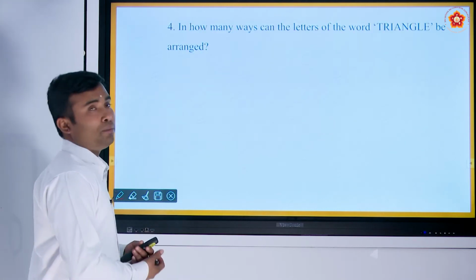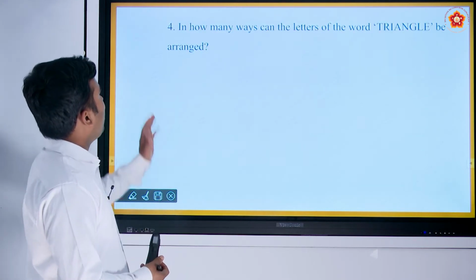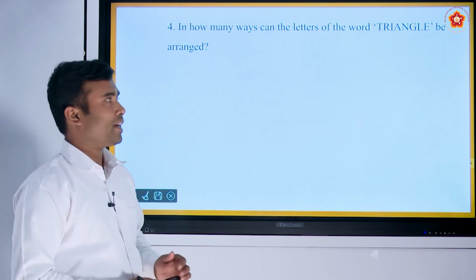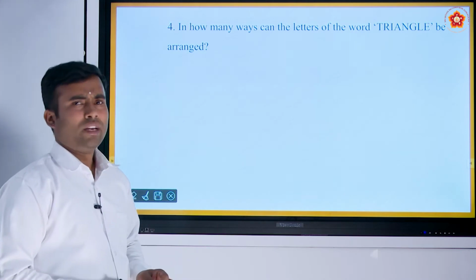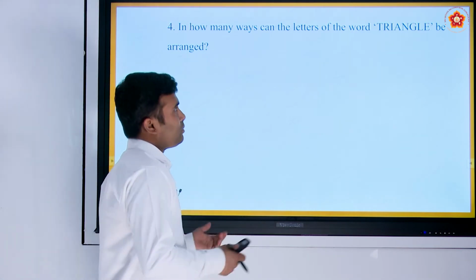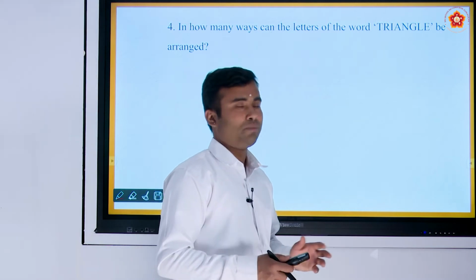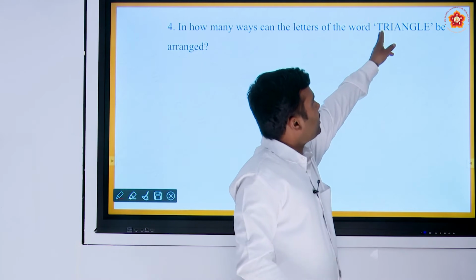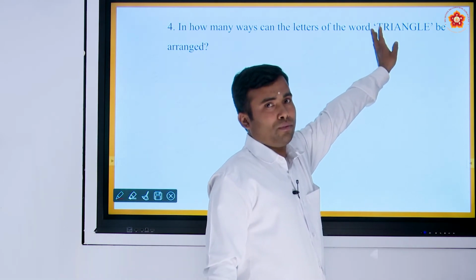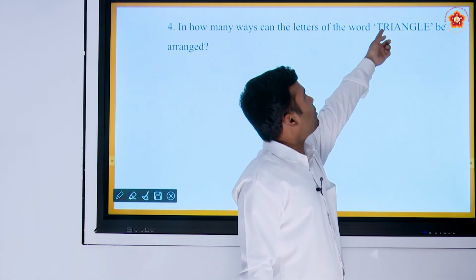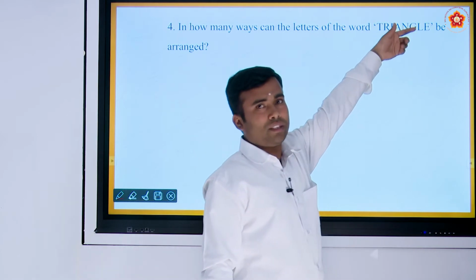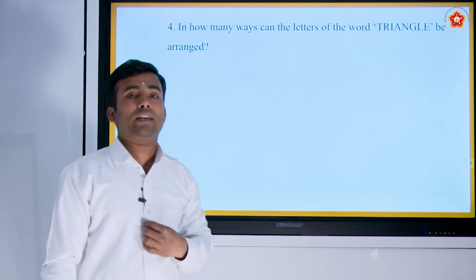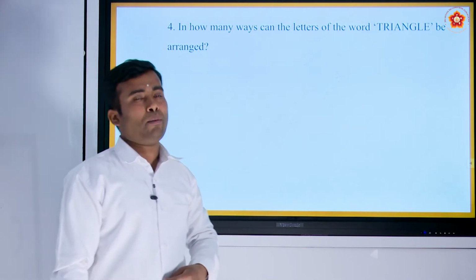Next problem. How many ways can the letters of the word triangle be arranged? Here, how many ways you can arrange irrespective of whatever the word. So, you have to arrange the triangle. Now here it is one way of arranging the word, and another way is you replace T here and R here. That gives another arrangement. Okay. So, like that, how many ways can you arrange the word triangle?